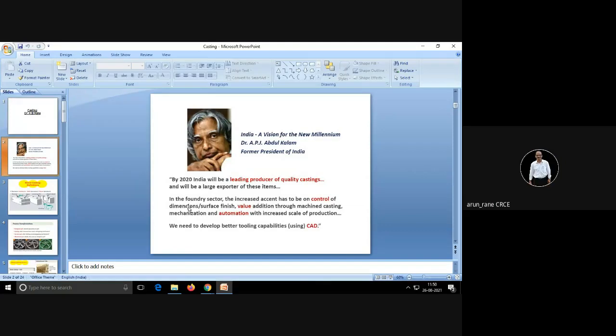Yes, sir. So this was Dr. Abdul Kalam's vision. By 2020, India will be a leader producer of quality castings. We are starting with the casting. He had vision everywhere, not only in metal, not only in nuclear science, but even in your metal industries also, and India will be a large exporter of these items.